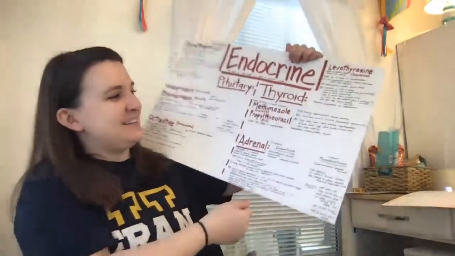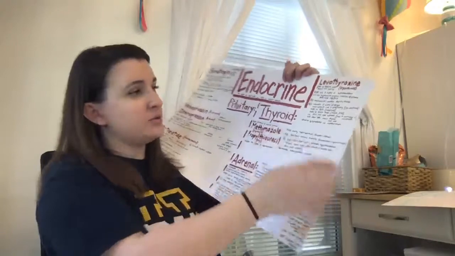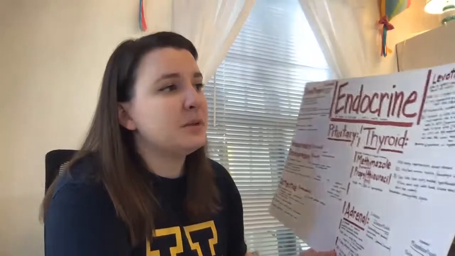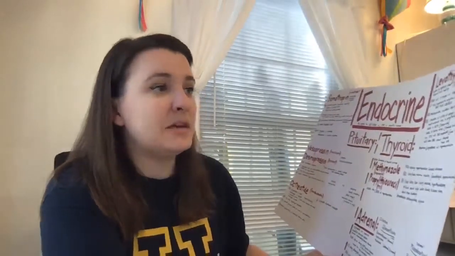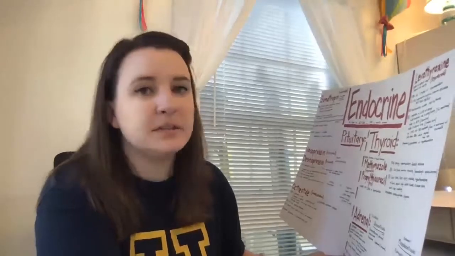Okay, the next section of the body that we're going to be talking about is drugs that work on the thyroid gland. The drug here is levothyroxine. That's how you spell it. Synthroid is the brand name. That's pretty easy to say. This drug is given to replace what the thyroid isn't making, so it can be used for all three types of hypothyroidism. So this is like an accelerator.